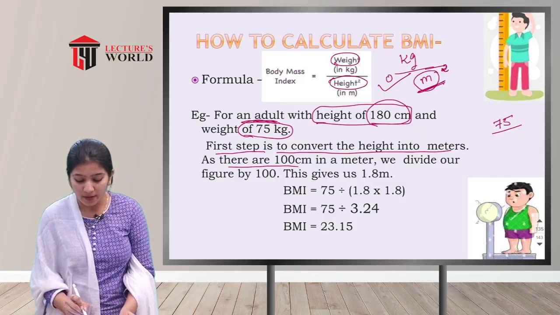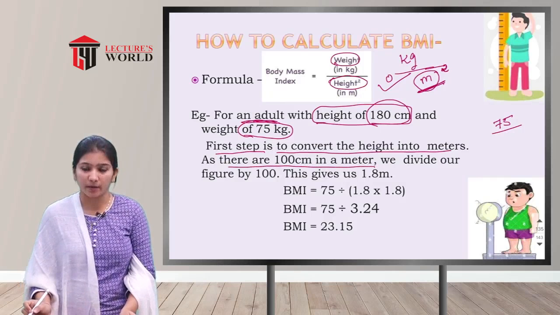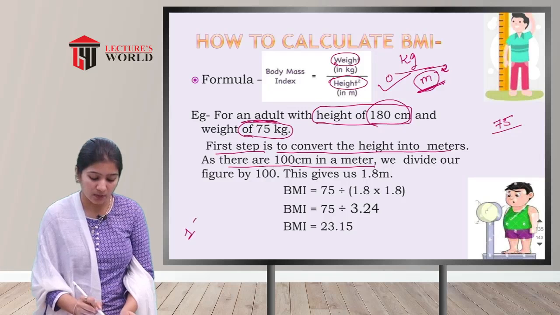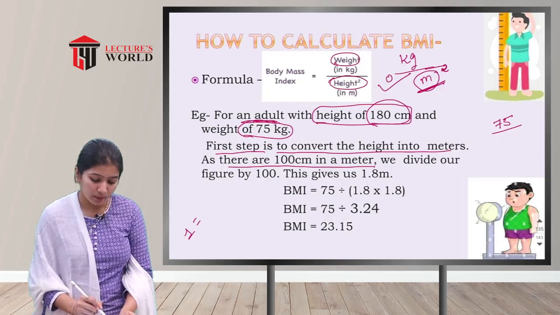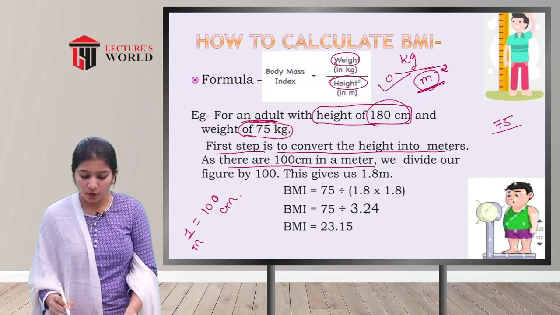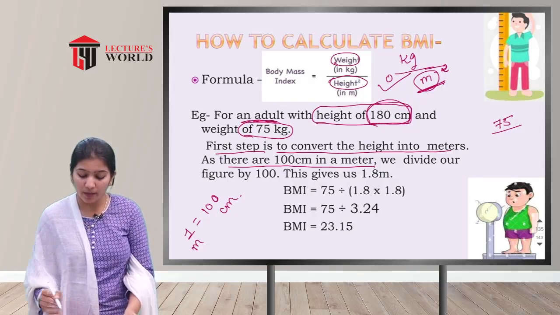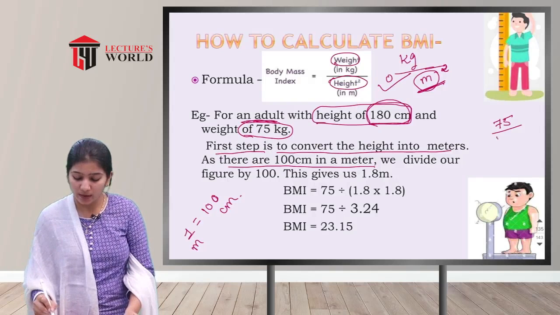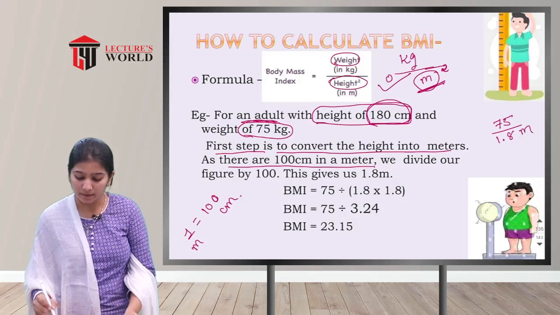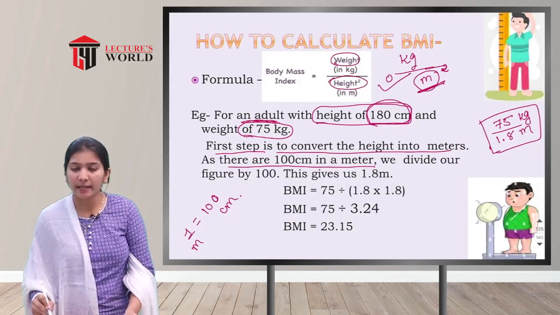As there are 100 centimeters in a meter, 1 meter is equal to 100 centimeters. This is the general formula. So if we divide this, how will we convert it into meters? That is 1.8 meters. The weight is 75 kg and the height is 1.8 meters.